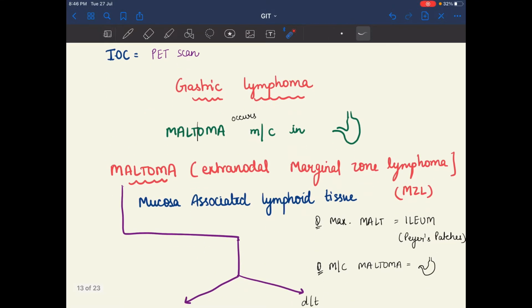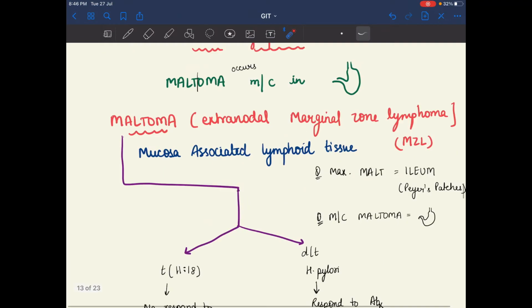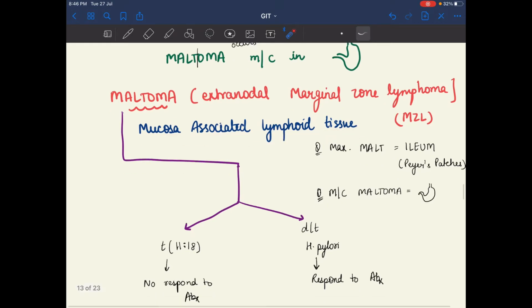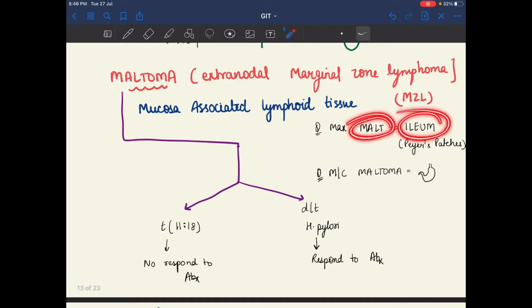Next one is gastric lymphoma, like maltoma. The most common site for maltoma is the gastric. Maltoma means extranodal marginal zone lymphoma, MZL, mucosa-associated lymphoid tissue. Maximum MALT is seen in the ileum, meaning Peyer's patches, and the most common maltoma is gastric maltoma.